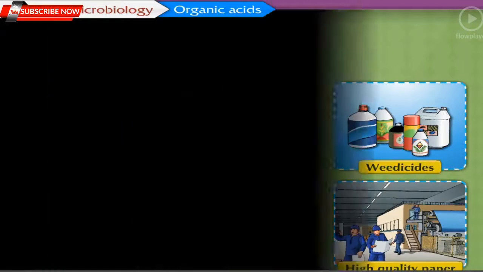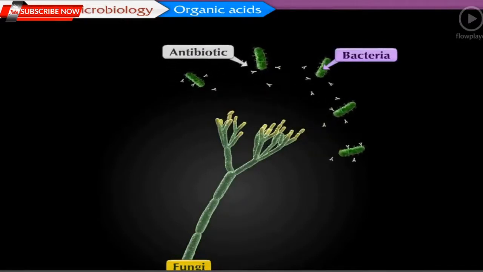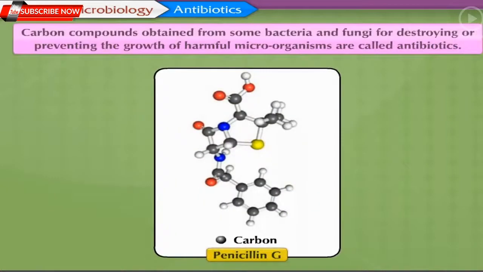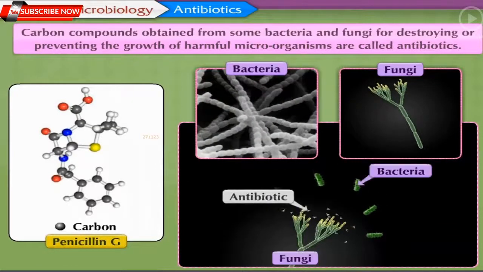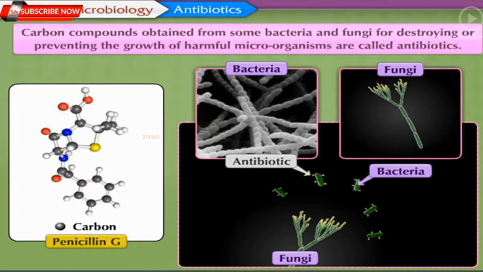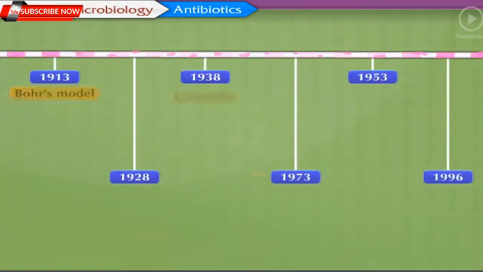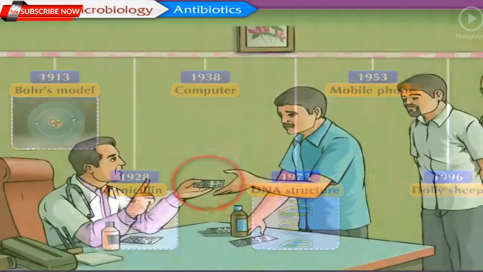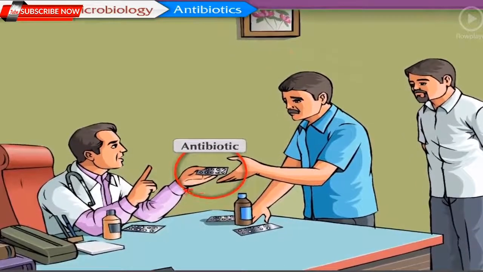Come, let us now proceed to antibiotics, one of the key areas of industrial microbiology. Antibiotics. Carbon compounds obtained from some bacteria and fungi for destroying or preventing the growth of harmful microorganisms are called antibiotics. Antibiotics, a discovery of the 20th century, have brought about a revolution in the field of medicine. Come, let us learn about them in brief.